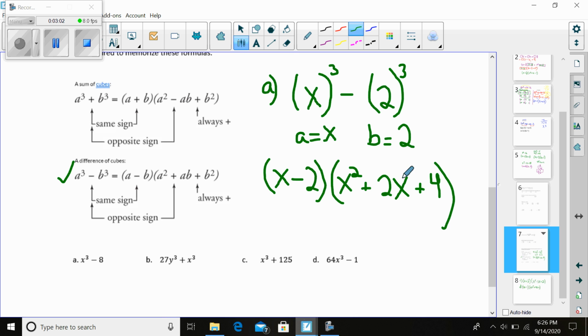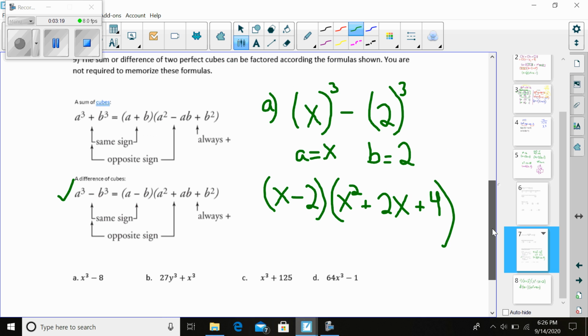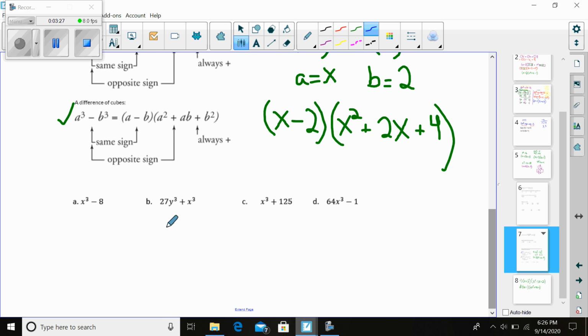Okay, and this wouldn't factor any further because there are no factors of 4 that add up to give me 2. So this is as far as I can take this when it comes to factoring it. So in letter B, take a minute to determine what's your A and what's your B. Okay, and obviously in letter B, we're going to be using this formula here that I just checked off in blue. All right, so take a minute and decide, what's the A and what's the B.